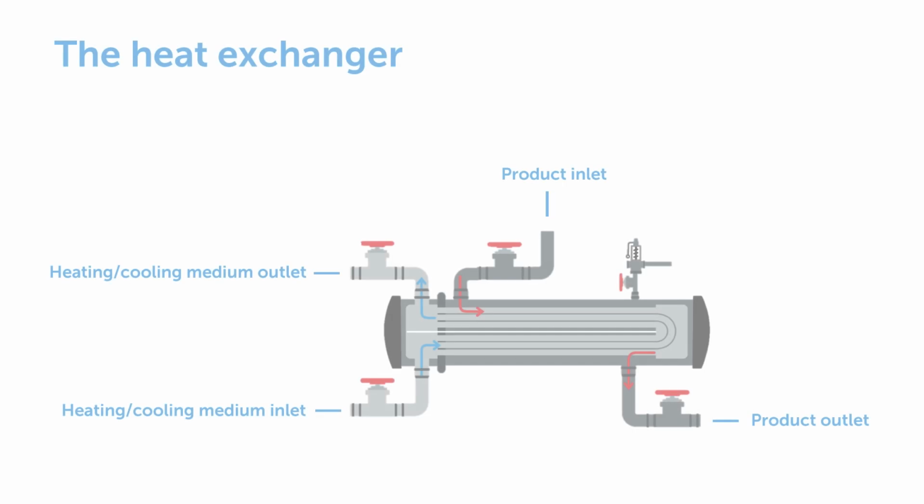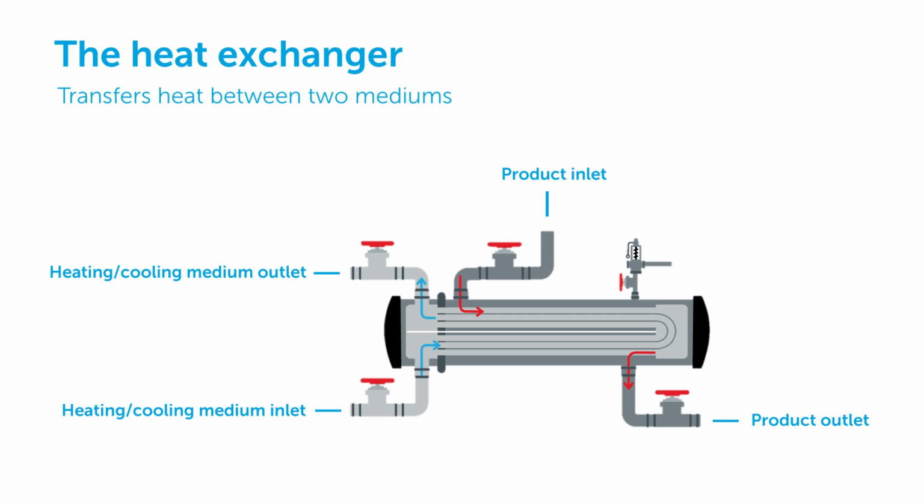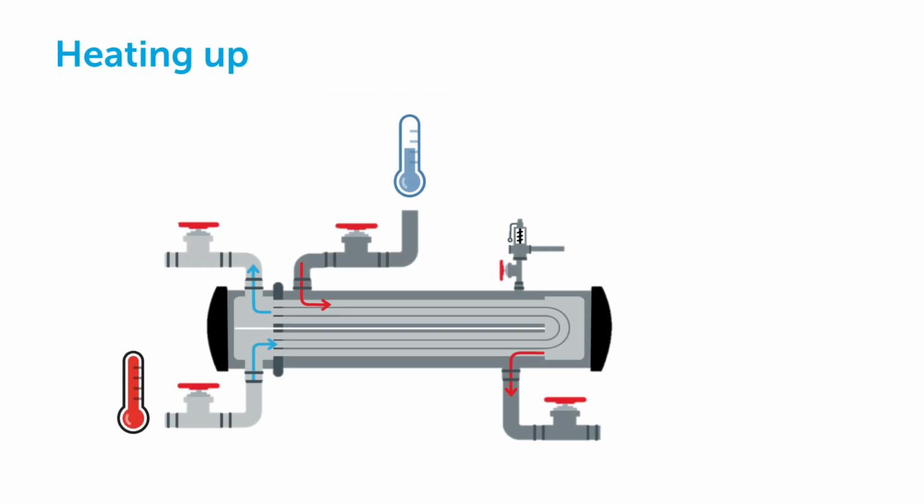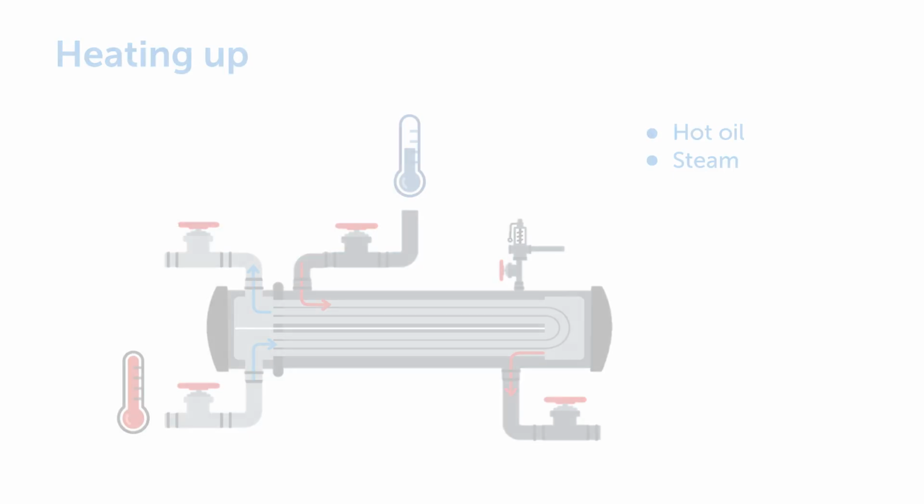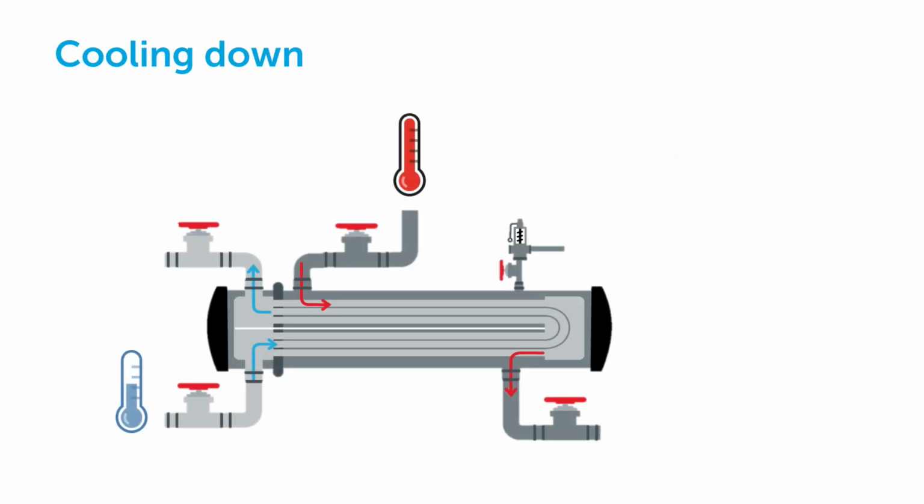Heat exchangers heat up or cool down process fluids and gases. They transfer heat between the process medium and a heating or cooling medium. A heat exchanger is used to heat up hydrocarbons. A flow of hot oil or steam heats up the hydrocarbons that flow in the opposite direction. A heat exchanger can also cool down hydrocarbons using water, glycol, or ammonia liquid and a heating or cooling medium.